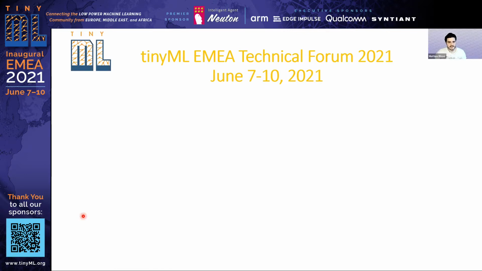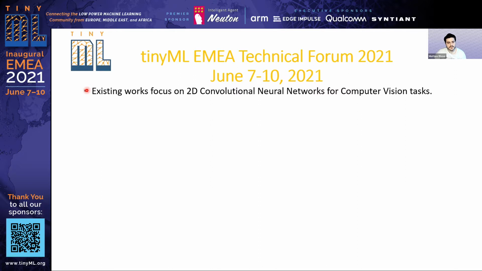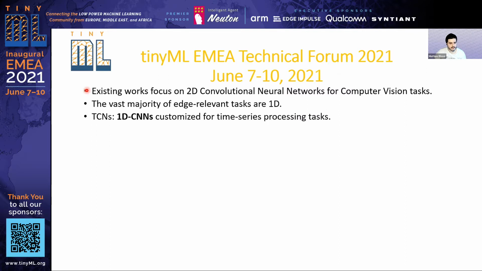As said in the title, this work deals mainly with temporal convolutional networks and their optimization. But why do we want to do this? Existing works focus mainly on 2D convolutional neural networks for computer vision tasks, but the vast majority of edge-relevant tasks are unidimensional, and temporal convolutional networks represent a unidimensional flavor of convolutional neural networks particularly well suited for time series processing tasks.